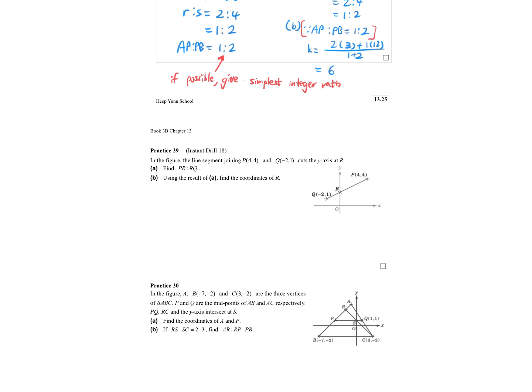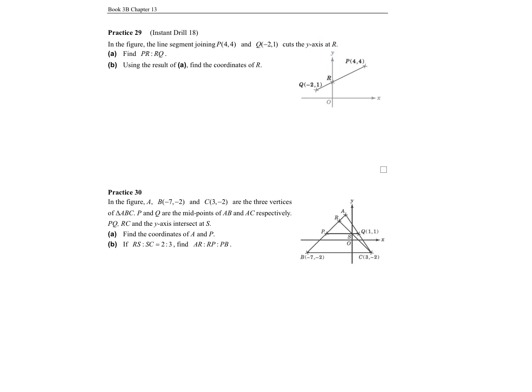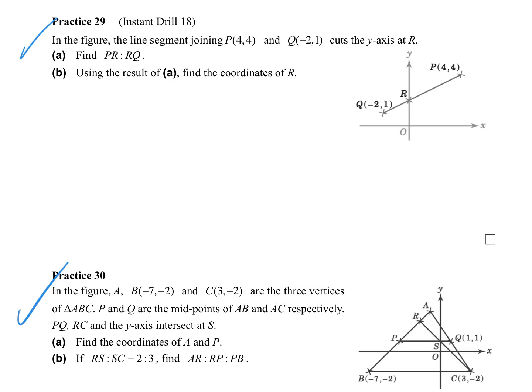Okay, your turn to work on 2 more questions, and then we'll have finished this, and then we'll move on to some more exciting questions related to centers. Practice 29.